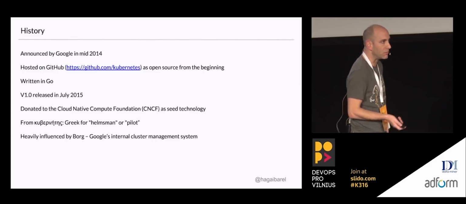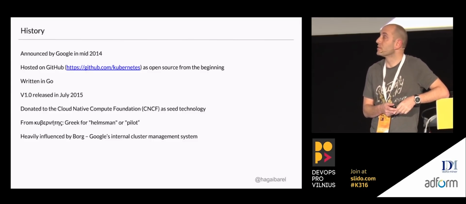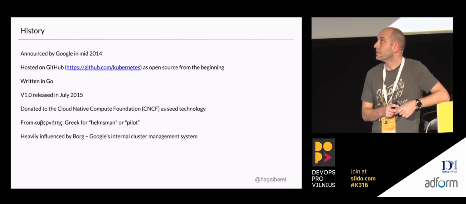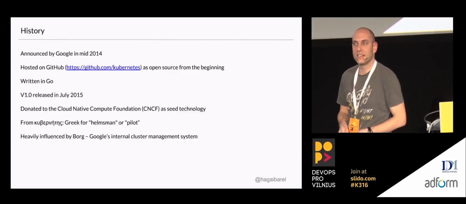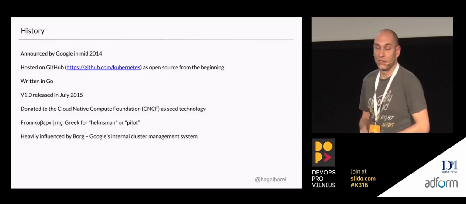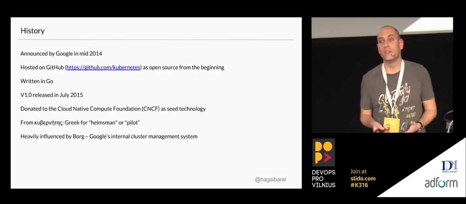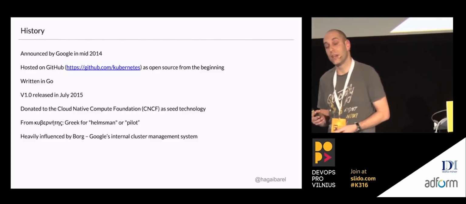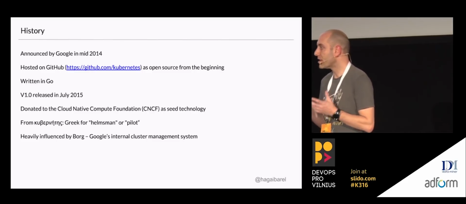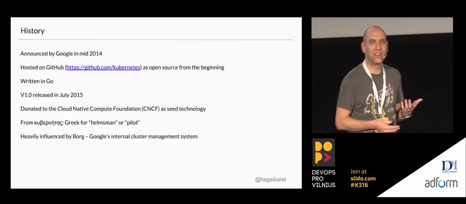Kubernetes was announced by Google in mid-2014, and it was hosted on GitHub as open source from the very beginning. And it's written in Go. Version 1, the first stable version, is July 2015. Now, the interesting thing about Kubernetes is it's not a Google project. It never was a Google project, meaning at a pretty early stage, when they uploaded it to GitHub and open sourced it, they donated it to the CNCF, the Cloud Native Computing Foundation, which is a foundation dedicated to a lot of open source tools that are cloud native by design.